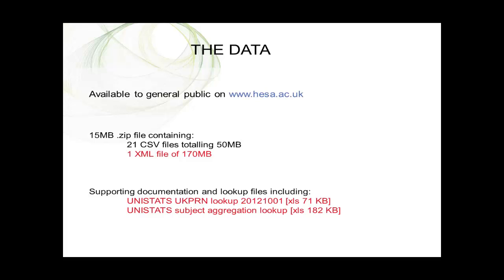The data is available to the general public, so anybody can download it. There's no special license required. The license conditions are on the website, and as I mentioned before, the very large zip file is 15 megabytes, 21 CSV files and one XML file. The only other two files we've used in this presentation are also available on the website, and they'd be lookup files. Files we've used are in red below.